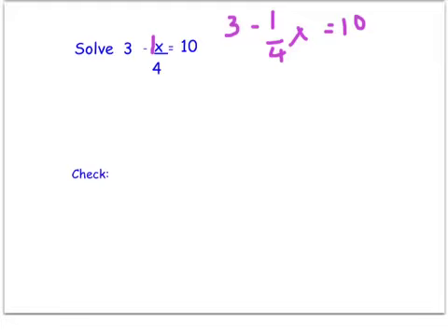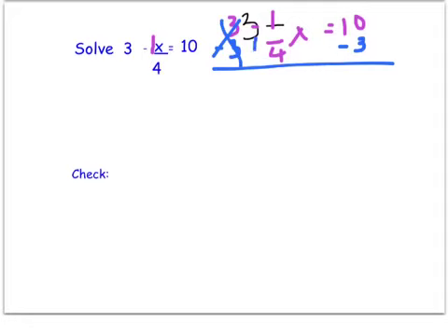So in order to undo a positive 3, I'm going to subtract 3 from both sides. Subtract 3 from both sides, because whatever I do to one side, I've got to do to the other. So here we go. The 3's cancel out. What am I left with? I'm left with negative 1/4 x equals 7.